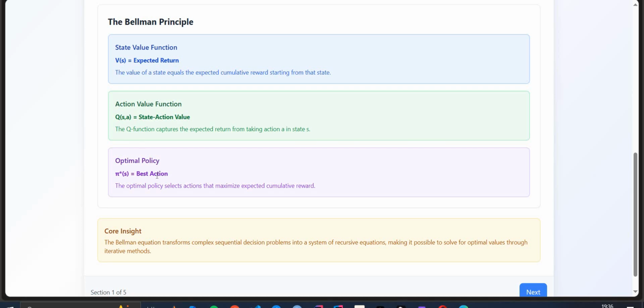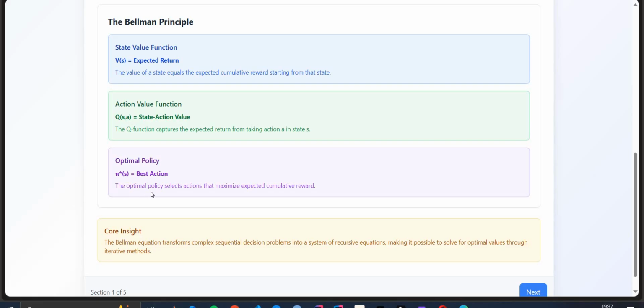Okay, then we have the action value function. And what is that? Q(s, a), the state-action value. Here, this one measures the expected return if we start in state s, take action a, and then continue following our policy. You can think of Q as being slightly more detailed. It doesn't just tell you how good the state is, it tells you how good a particular move from that state is.